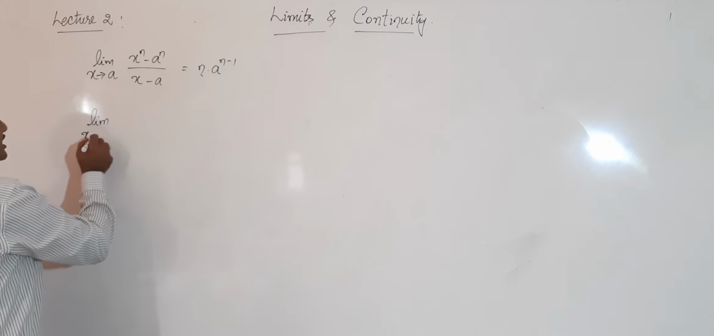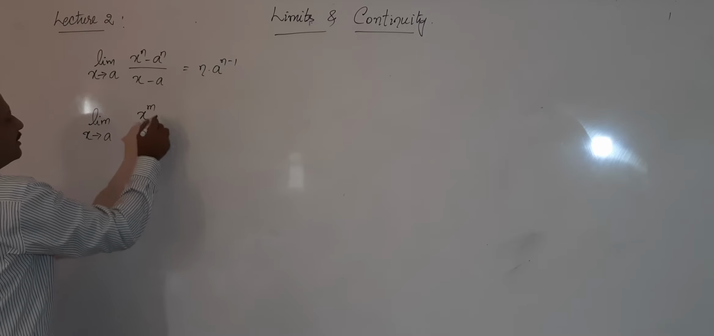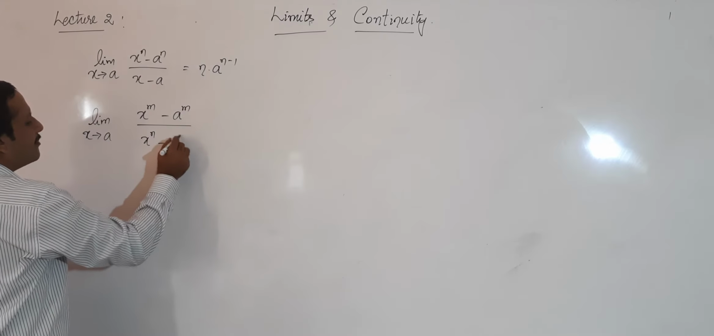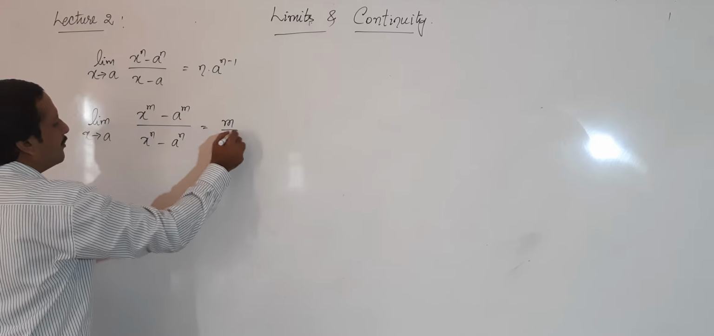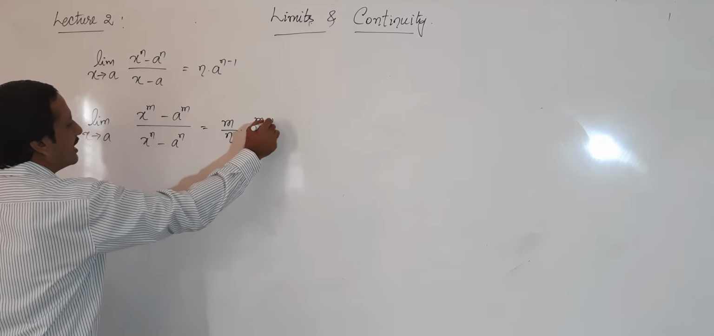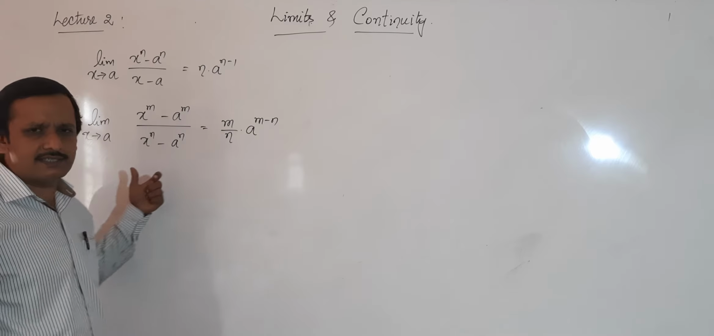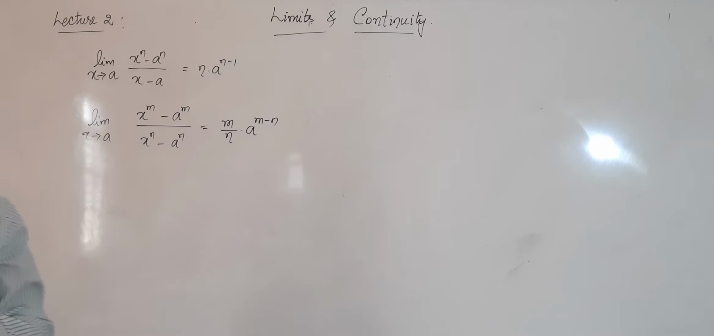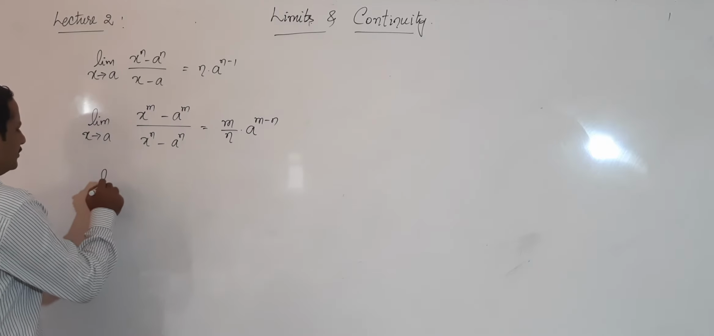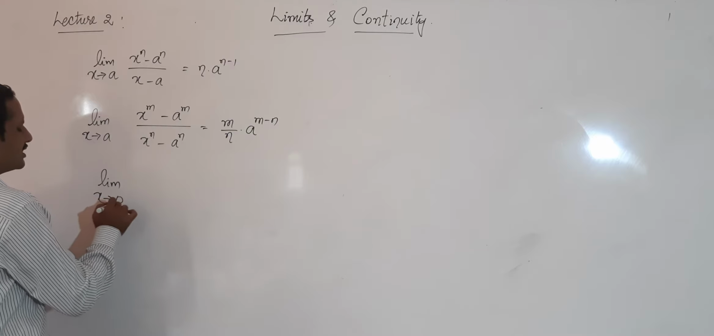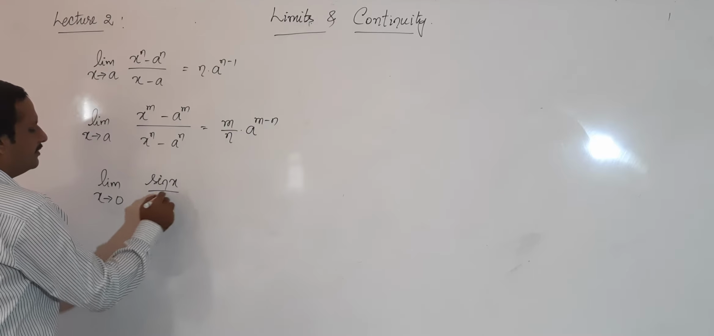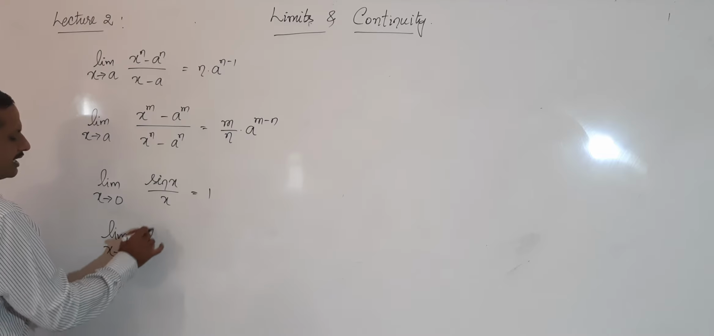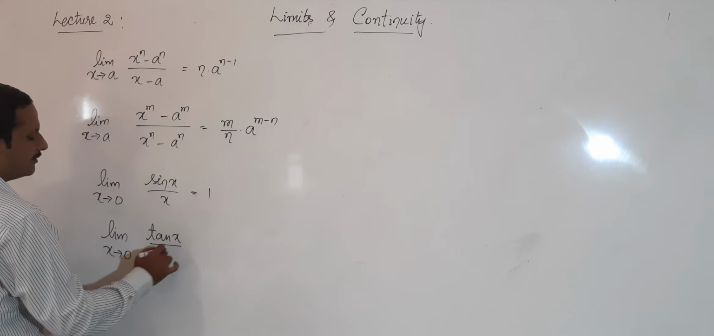Then limit x tends to a, x power m minus a power m divided by x power n minus a power n is equal to m by n into a to the power m minus n. In the last class also I had discussed the same formula. Then after this, limit x tends to 0 sin x by x, this is equal to 1. Limit x tends to 0 tan x by x is also equal to 1.